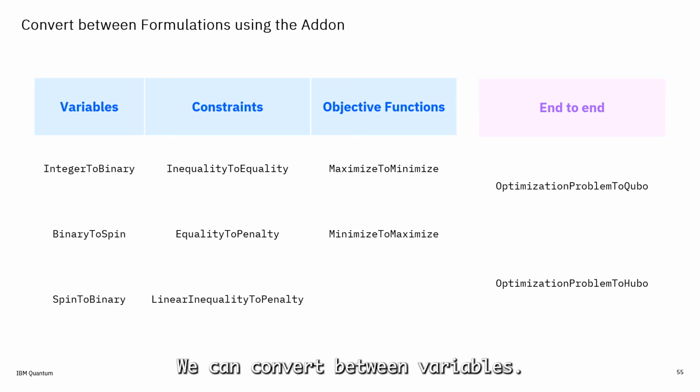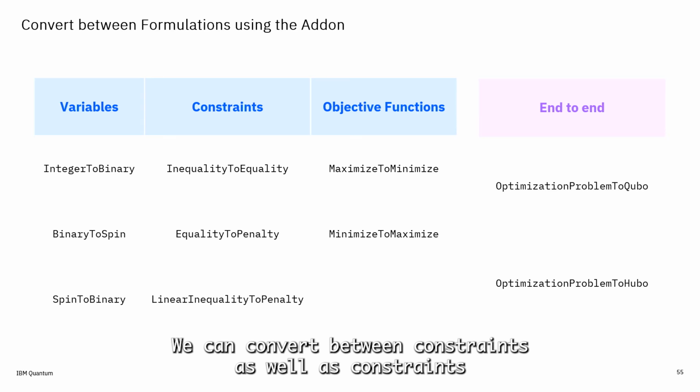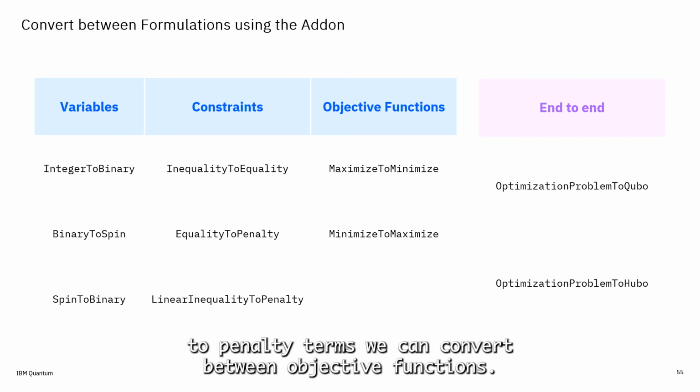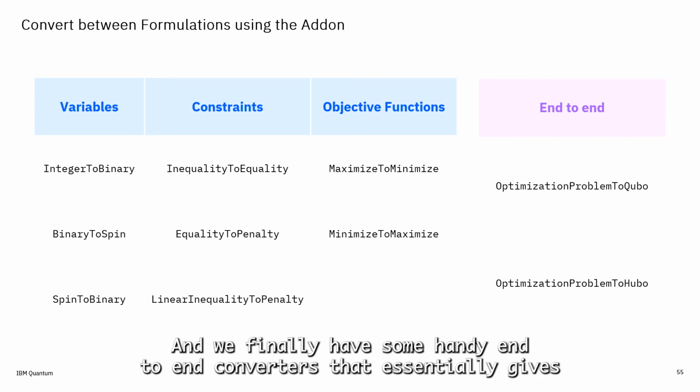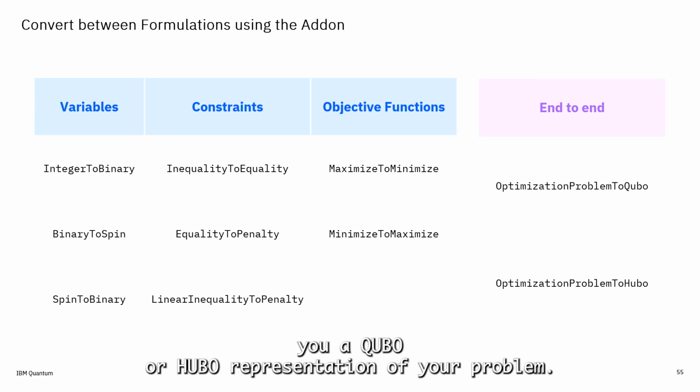We can convert between variables. We can convert between constraints, as well as constraints to penalty terms. We can convert between objective functions. And we finally have some handy end-to-end converters that essentially give you a QAOA or HUBO representation of your problem.